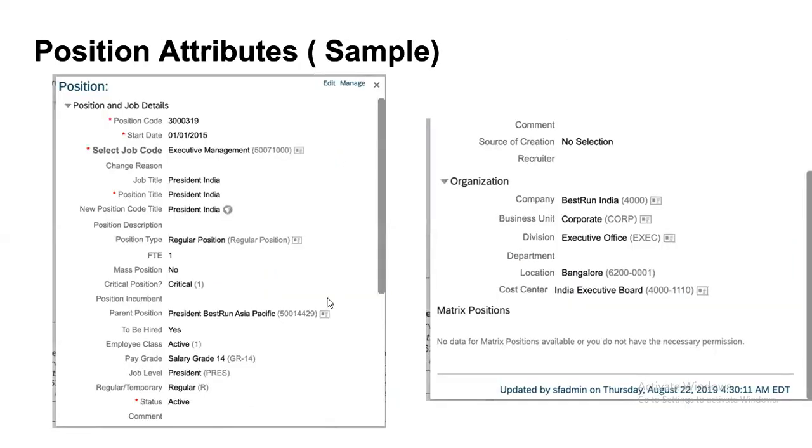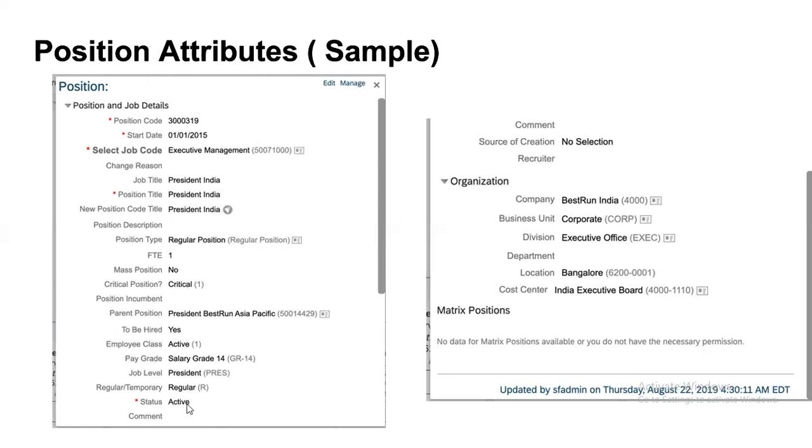These are the attributes which we use in the position while creating any position. For example, they will ask what job title you want to mention here, the position title. What is FTE? This is very important. If you want to open two positions here, or three positions, you have to mention it here. For any position, you have to maintain one here. Mass position, you want to maintain there, for example 200, 400 positions. Critical position, if this is critical, you have to maintain critical here.